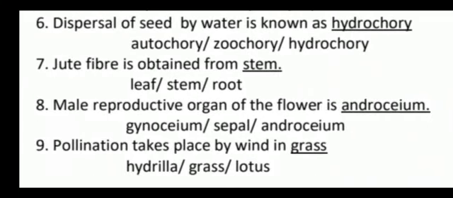Then sixth one, dispersal of seed by water is known as hydrochory. Then seventh one, jute fiber is obtained from stem. Then eighth one, male reproductive organ of the flower is androecium. Then ninth one, pollination takes place by wind in grass.